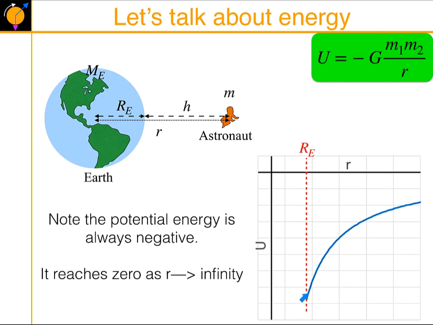As you get closer and closer to the surface of the Earth, the potential energy gets more and more negative. And when it's here, this is how much energy is required for the astronaut to fully escape Earth's gravitational well. That's why we call it a gravitational well. It sort of looks like a well that's going deeper and deeper the closer you get to the surface. And the more energy you have to spend to escape that potential well.